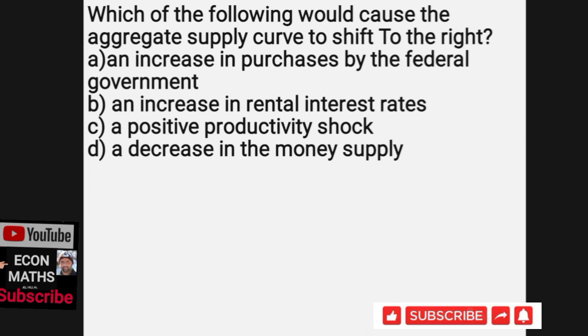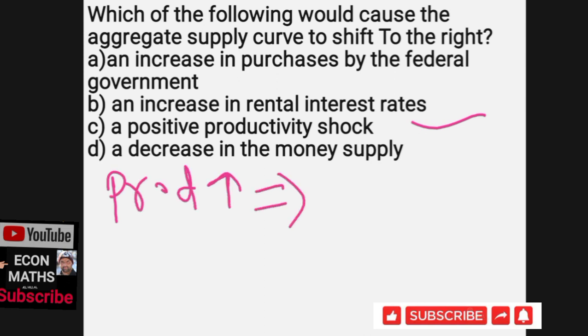Actually, this third option is correct. A positive productivity shock will cause the aggregate supply to shift to the right. How? Because the aggregate supply curve shifts to the right as productivity increases. If productivity increases, this will directly imply that input prices will decrease. Let us say labor efficiency increases.